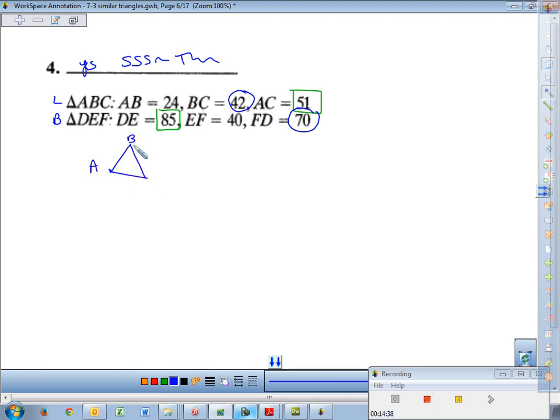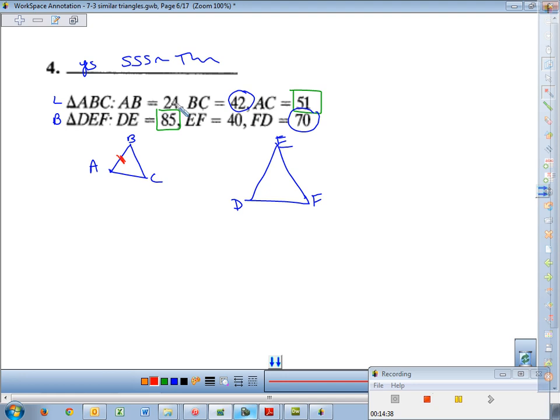Triangle A, B, C. And the other one's bigger, right? Triangle D, E, F. You could have done this to start with, but it doesn't really matter. Distance from A to B. I'm just going to start with it. I'm going to put one tick mark on it.